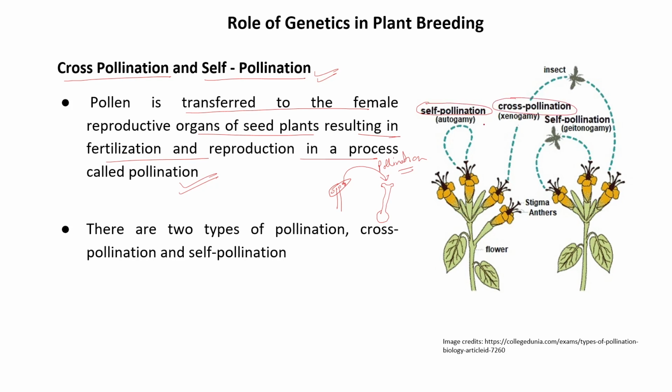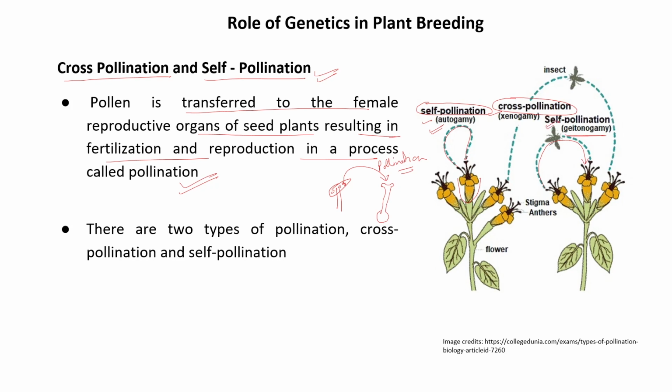This diagram clearly shows self-pollination and cross-pollination. In self-pollination, in one individual flower that has both male and female parts, the pollen grain is transferred to the stigma of the same flower on the same plant. Then it is called autogamy, right? And when the pollen grain is transferred to the stigma of another flower on the same plant, then it is called geitonogamy.